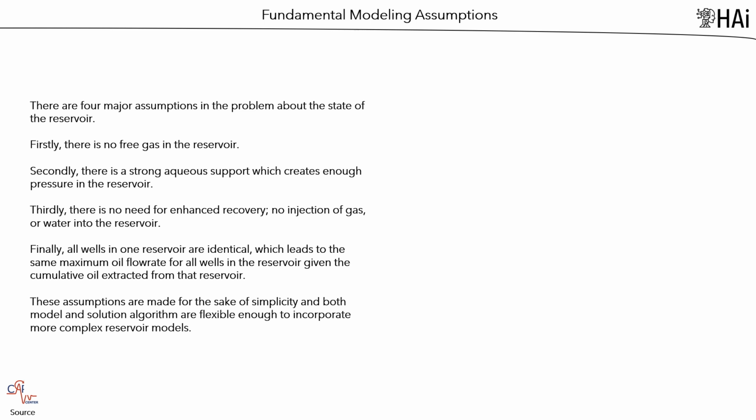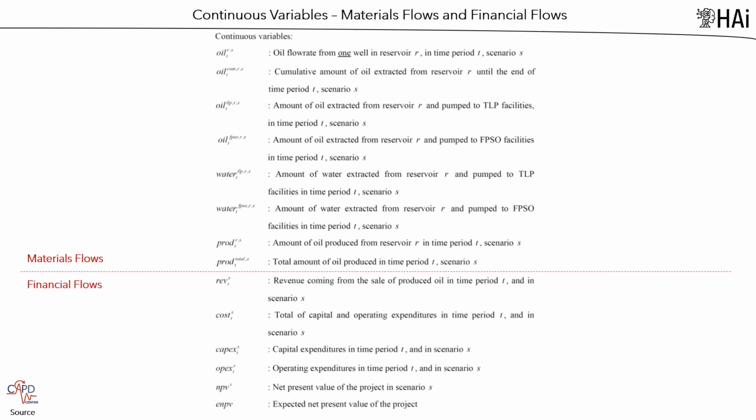These assumptions are made for the sake of simplicity, and both the model and solution algorithm are flexible enough to incorporate more complex reservoir models. Three types of variables are used to represent decisions in mathematical modeling. Continuous variables, related with materials flows and financial flows, in each site, each period, and each scenario.